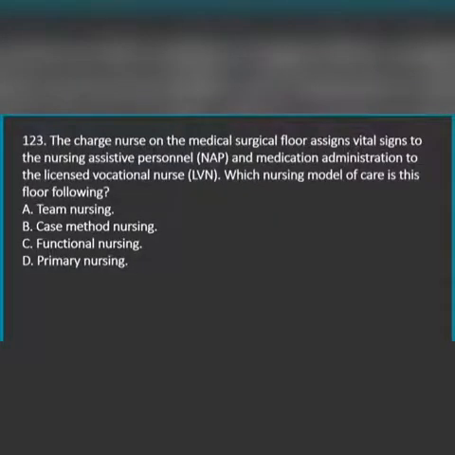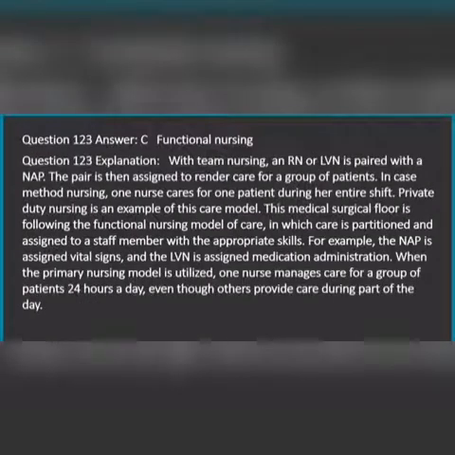Question 123. The charge nurse on the medical surgical floor assigns vital signs to the nursing assistive personnel, NAP, and medication administration to the licensed vocational nurse, LVN. Which nursing model of care is this floor following? A. Team nursing. B. Case method nursing. C. Functional nursing. D. Primary nursing. Question 123. Answer: C. Functional nursing.